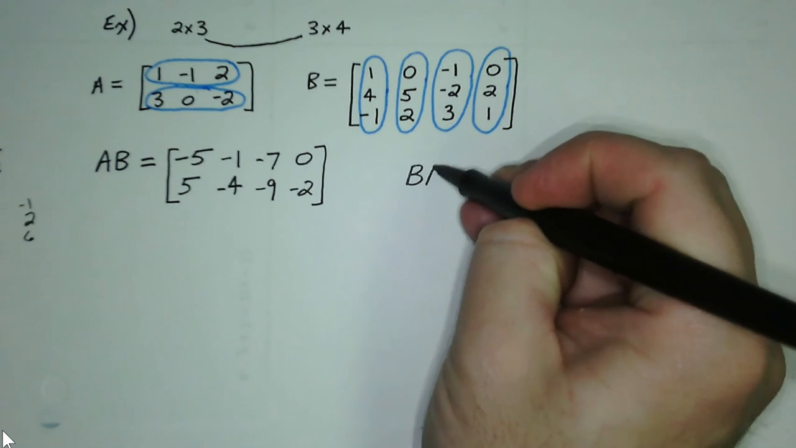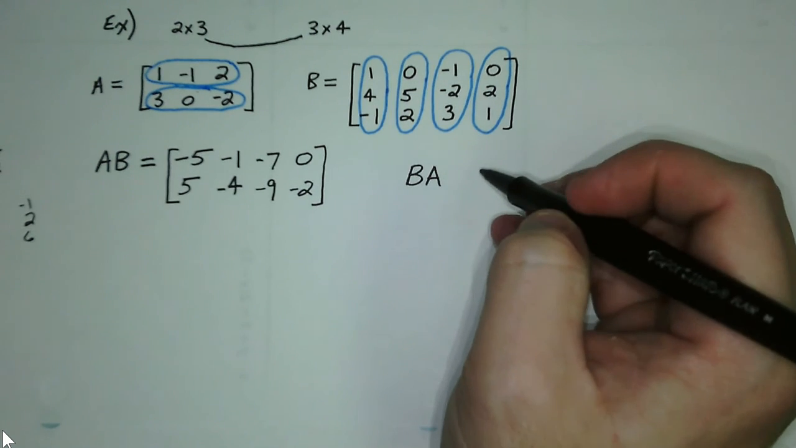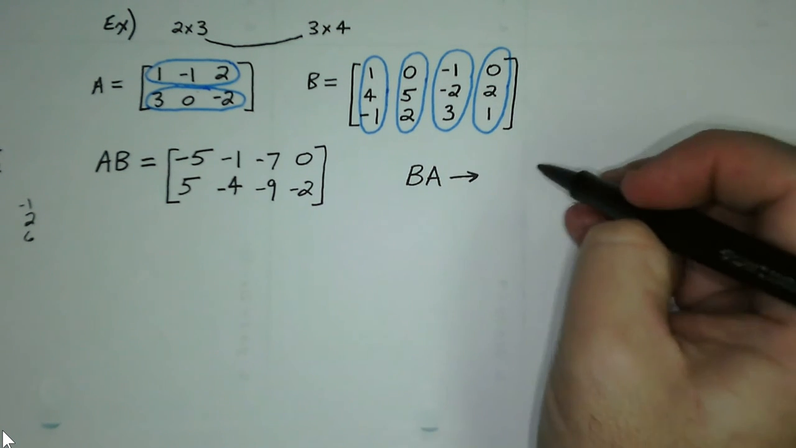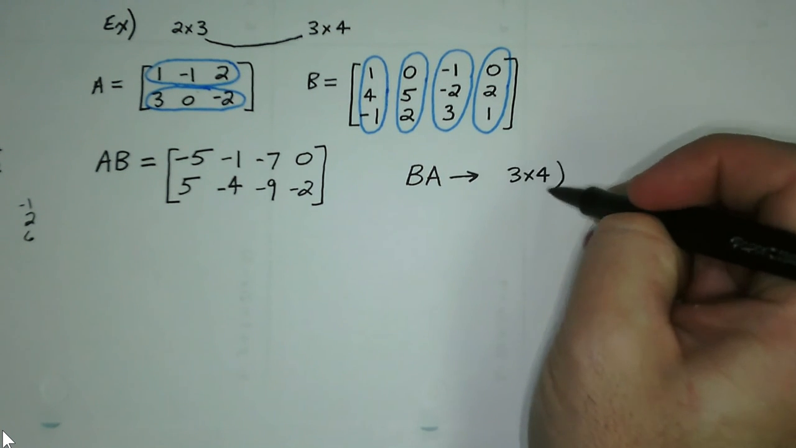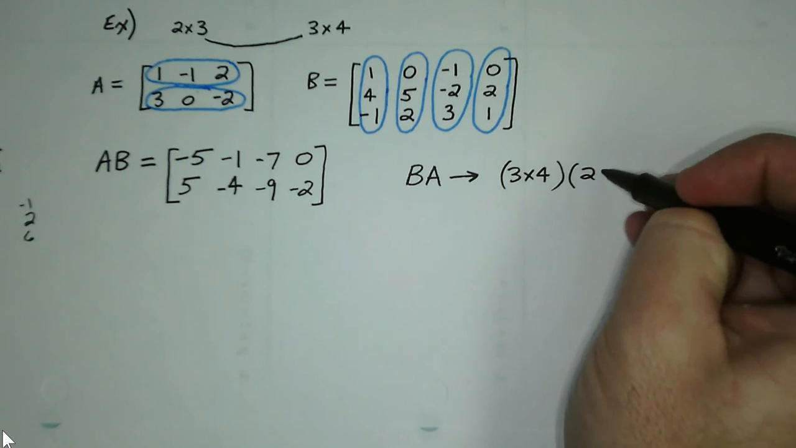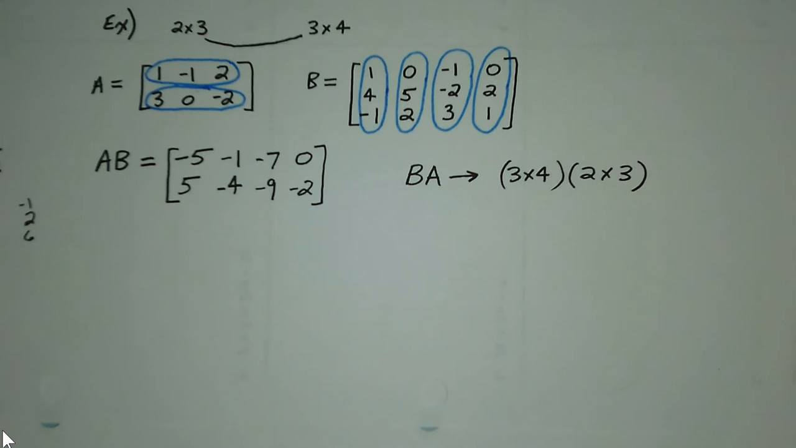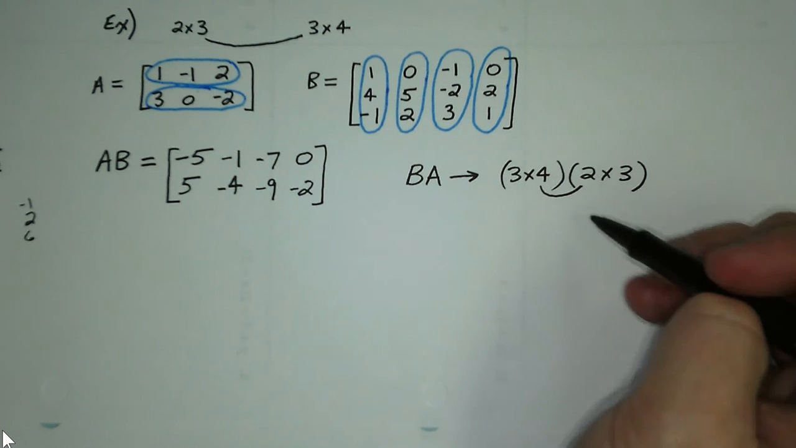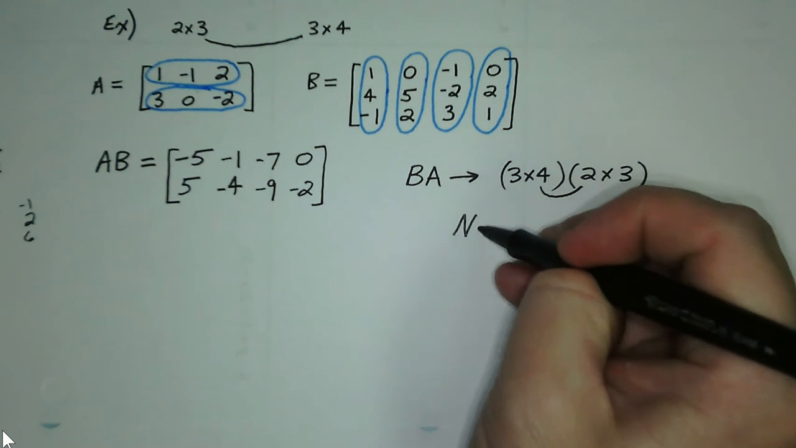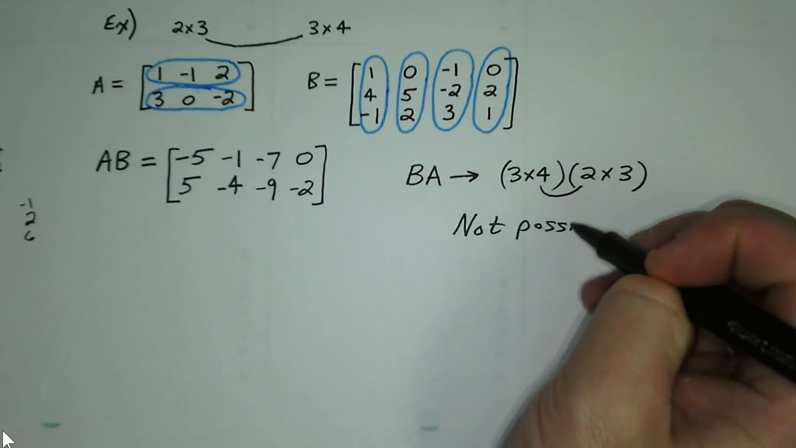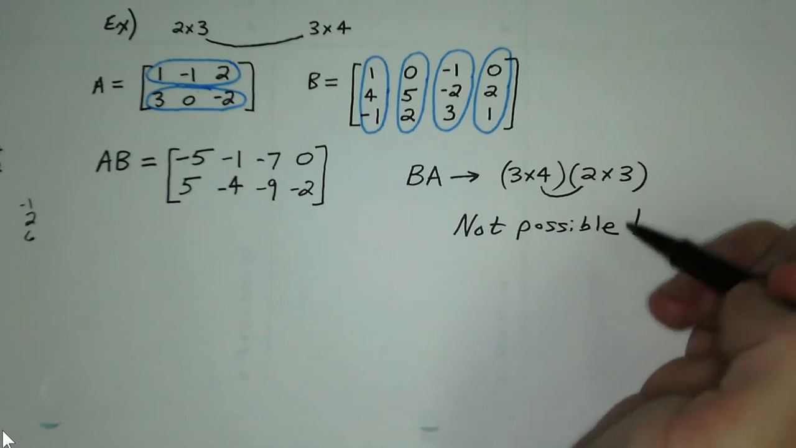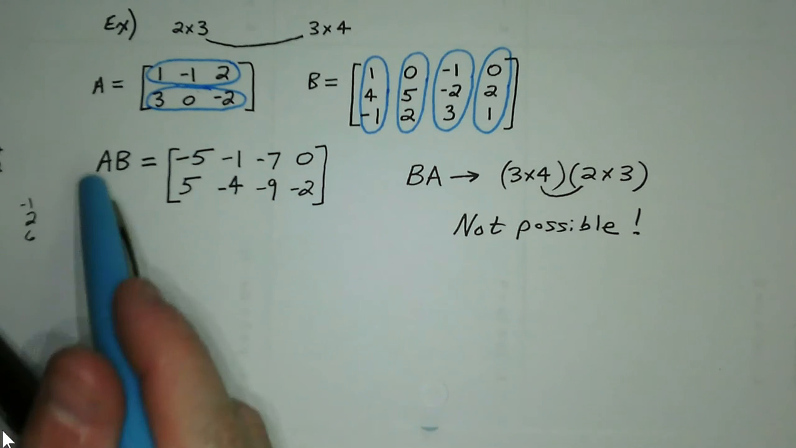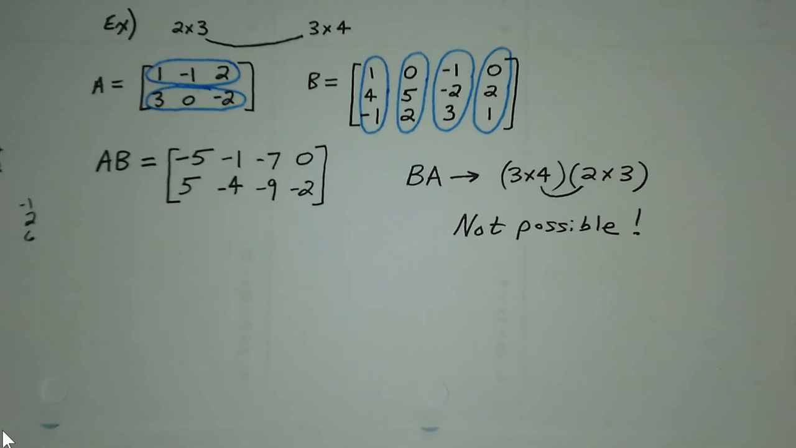Now, if I wanted to do matrix B times matrix A, that would be a 3 by 4 times a 2 by 3. If we attempted to do that, we would see that these inner dimensions do not match. And therefore, this is not possible. You couldn't actually do B times A. So you can do A times B, but you cannot do B times A.